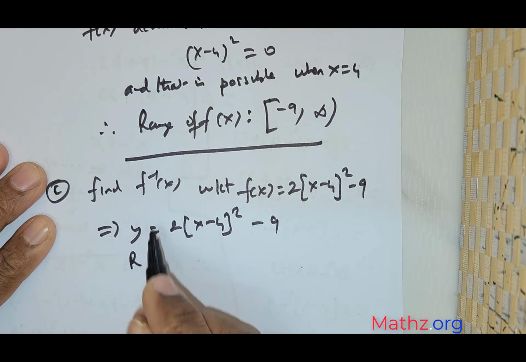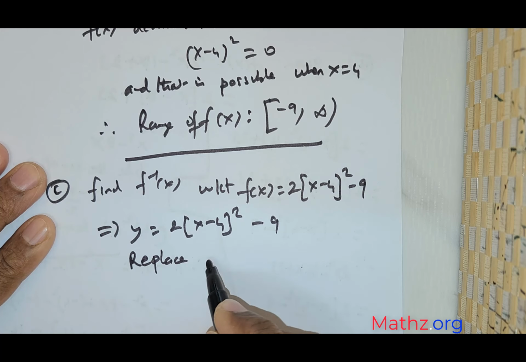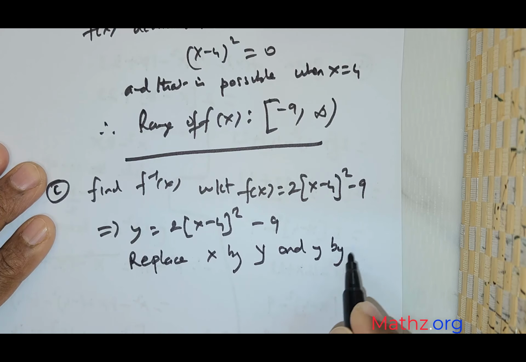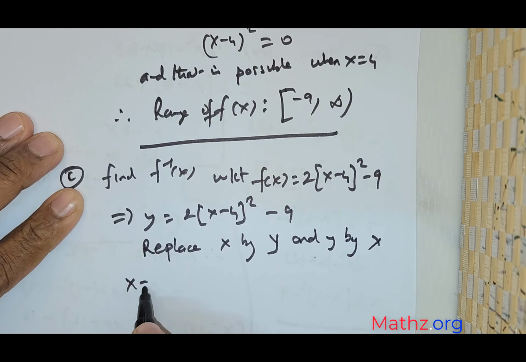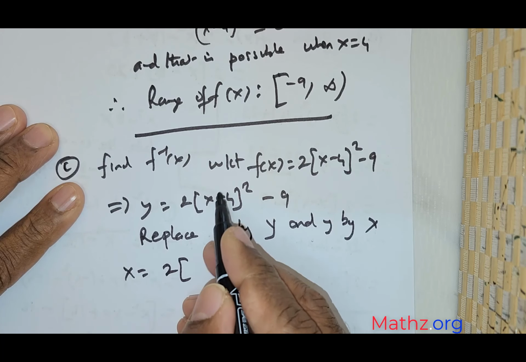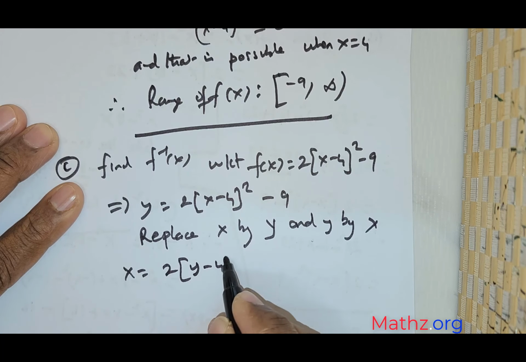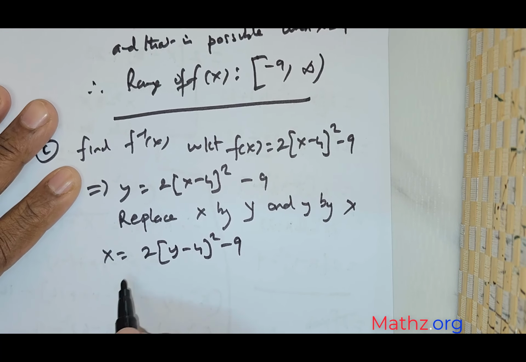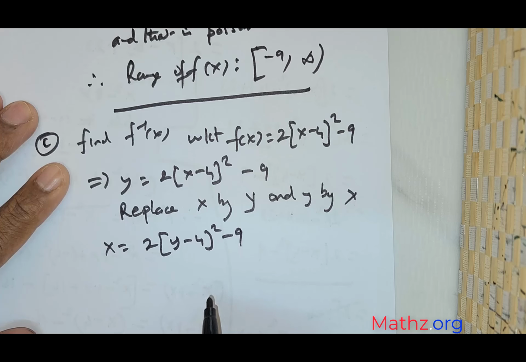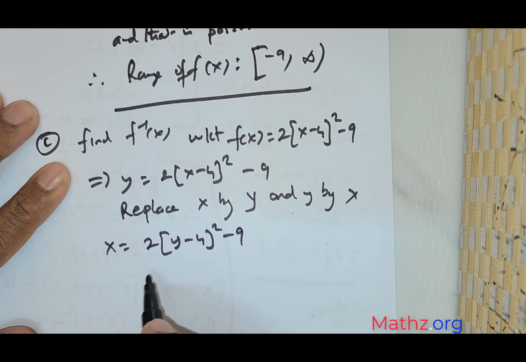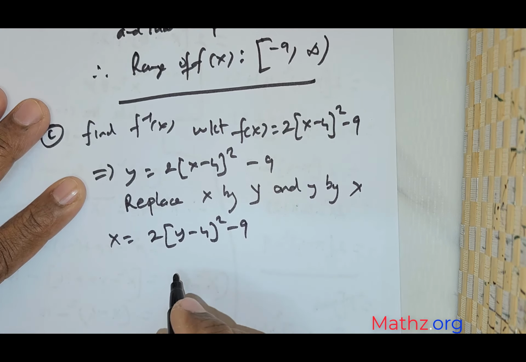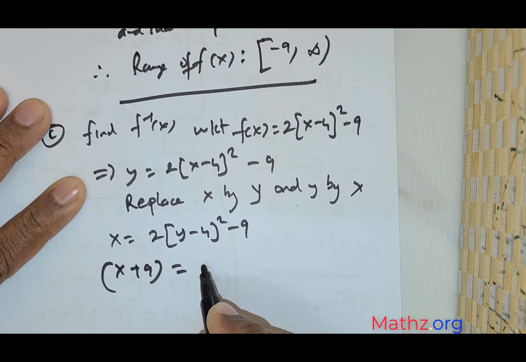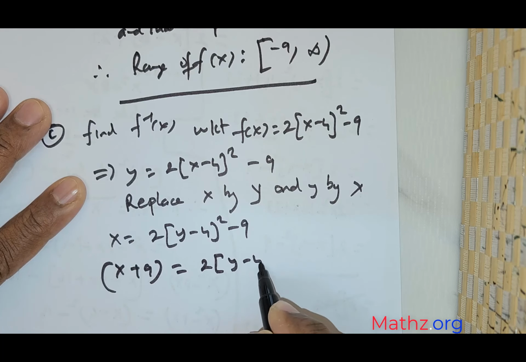Now what I'm going to do to find f inverse is replace x by y and y by x. So this is y, I replace it by x. This is x, I replace it with y. Now we need to represent the entire system for y. That would mean we need to perform some simplification. Okay, so this in turn would mean x plus 9 is equal to 2 times y minus 4 the whole squared.